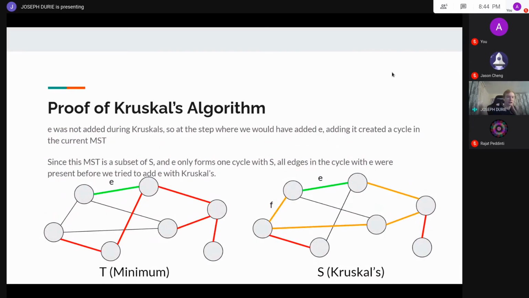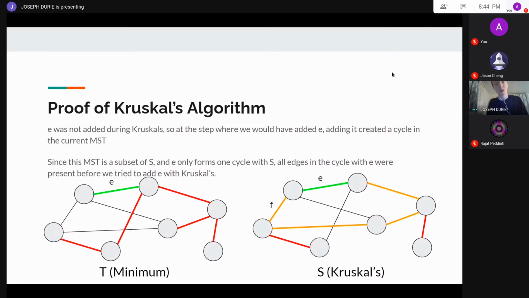Okay. All right, so here's the complicated step. Like we talked about before, e was not added during Kruskal's, right? Because otherwise it would have been a member of S, because S is the Kruskal's tree. So at the step where we would have added e, adding e created a cycle in the MST.